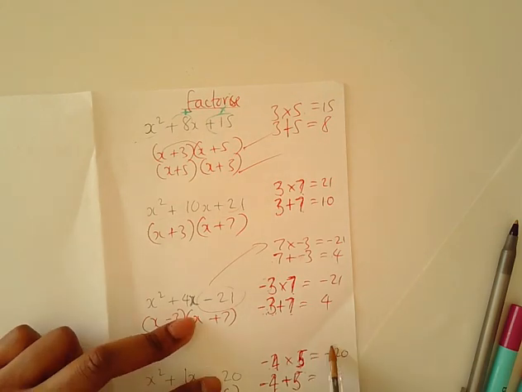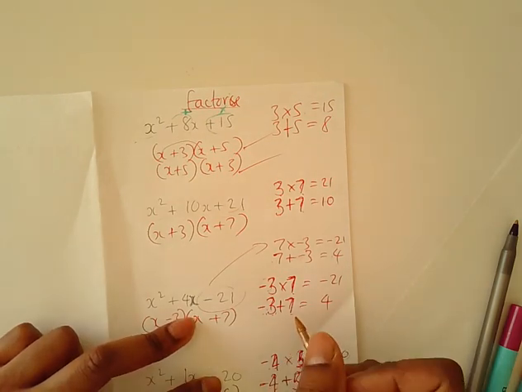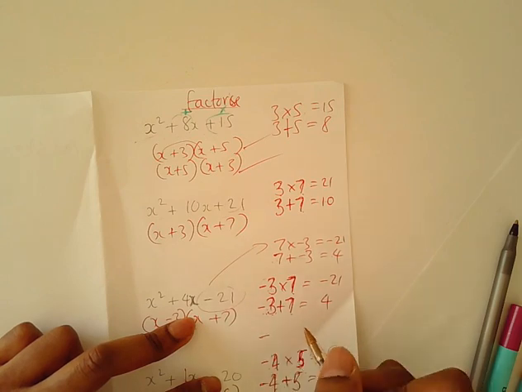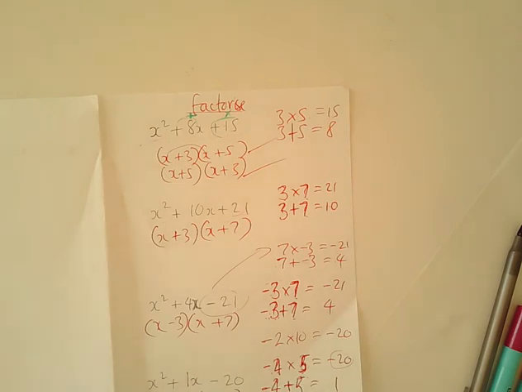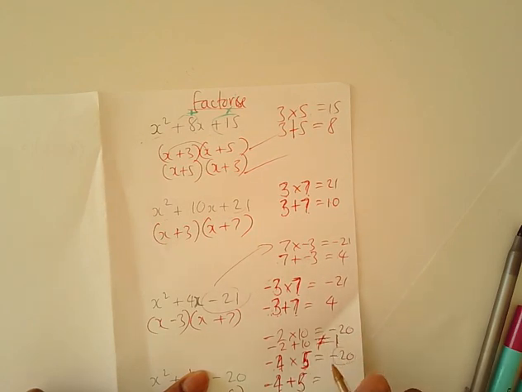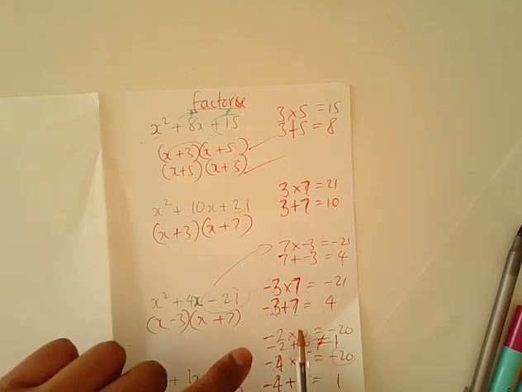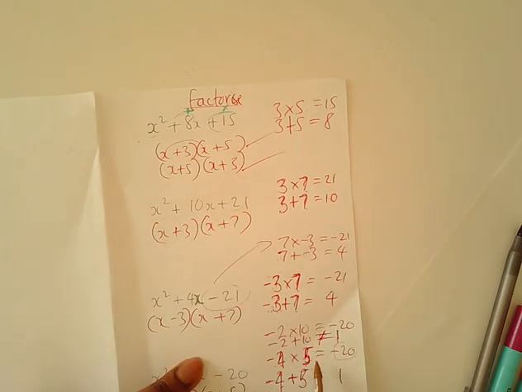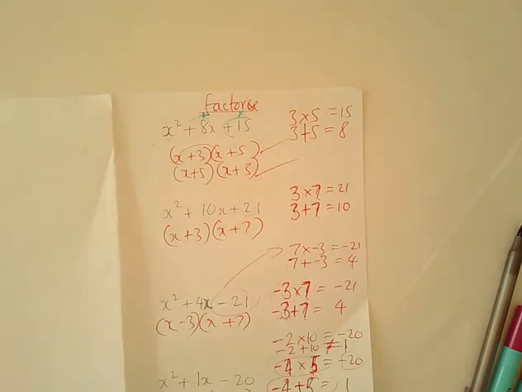But if it doesn't work out, you might have to try a different combination of numbers. Like with this one here, I could have done, for example, negative 2 times 10 to give me negative 20. But then does negative 2 add 10 give me 1? It doesn't. So those two numbers wouldn't work. So you keep on trying different numbers until it satisfies both the timesing part and the adding part. Sometimes you'll get it straight away, and sometimes you just have to carry on until you get the answers.